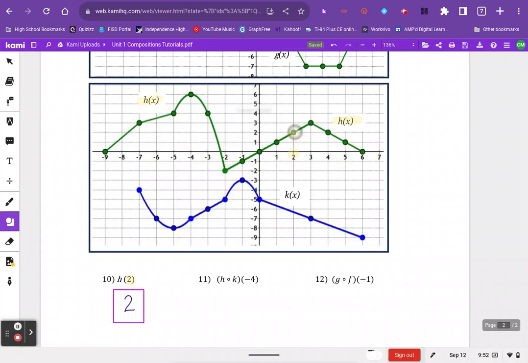Okay, this spot right here is actually the coordinate (2, 2).